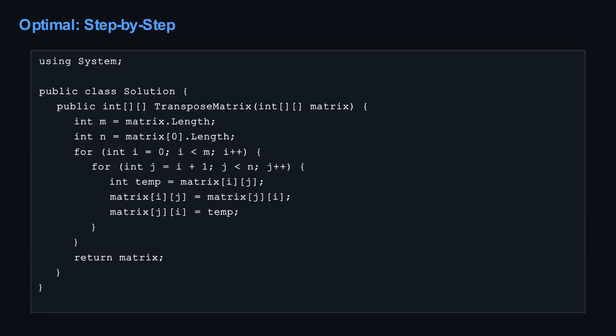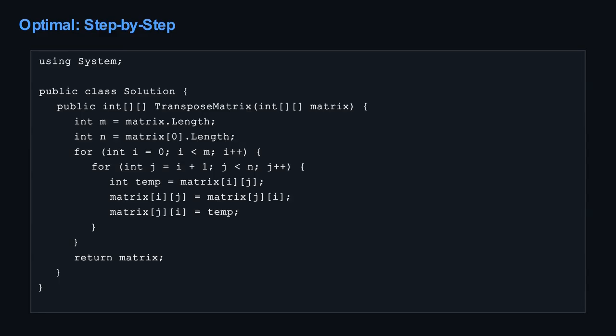Now row index is 0 and column index becomes 2. The value at row 0, column 2 is 3. The value at row 2, column 0 is 7. We store 3 in a temporary variable. We move 7 into row 0, column 2. Then we move 3 into row 2, column 0. Now the first row is finished.